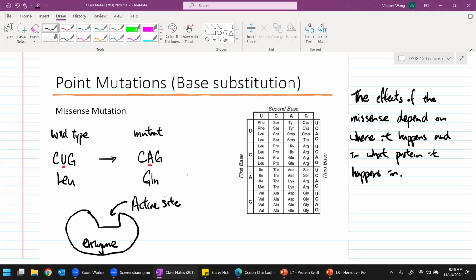Now, that's the where it happens. But it also depends on what kind of protein it is happening to. Let's say it's not an enzyme, let's say it's a protein that has a loss of function mutation. It would be a problem if we are talking about a tumor suppressor gene, right?